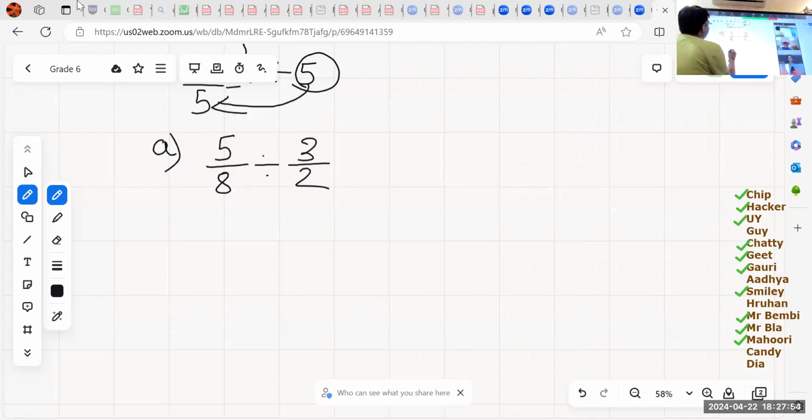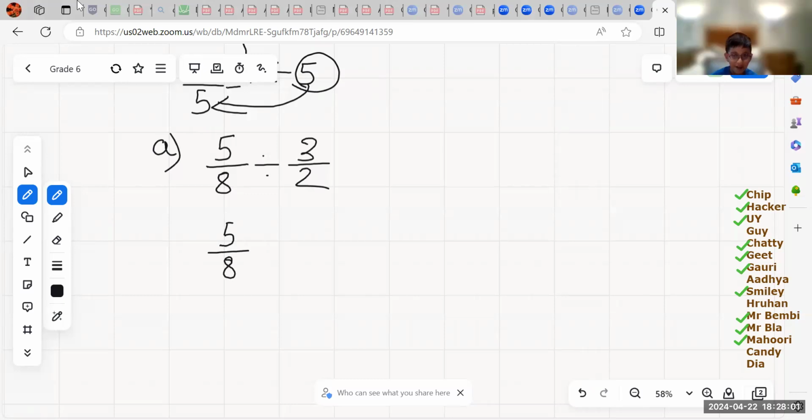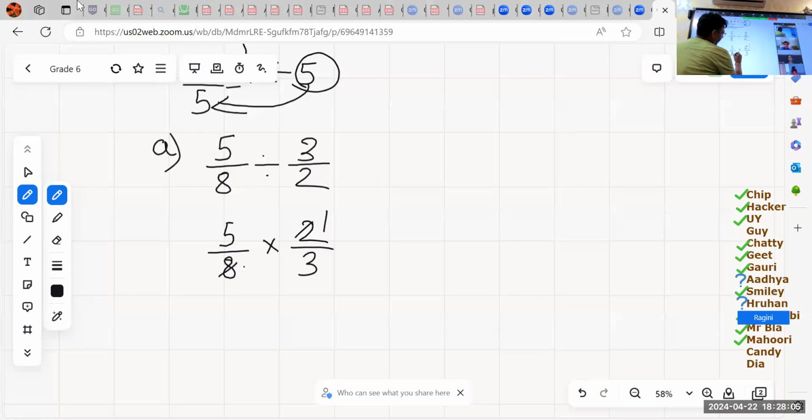All right, so except for Guy, everyone gave the correct answer. Guy is maybe wondering about the method. It will be 5 by 12.